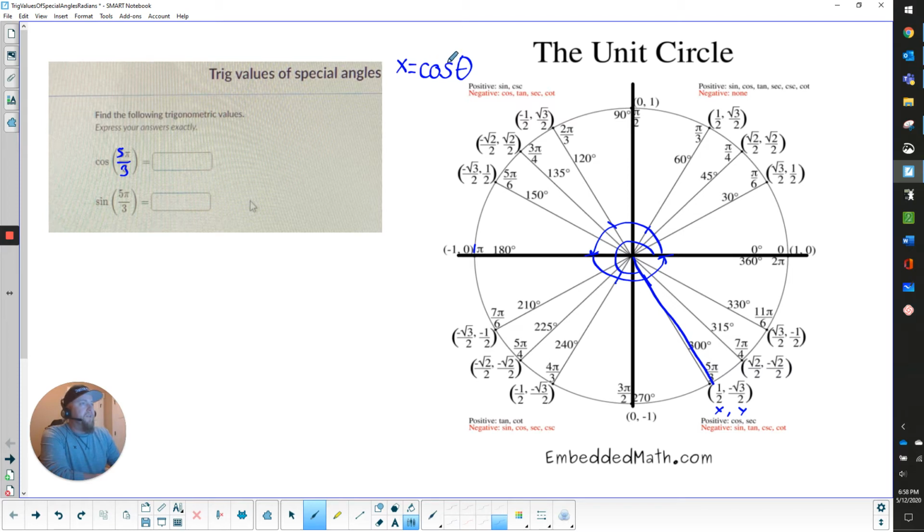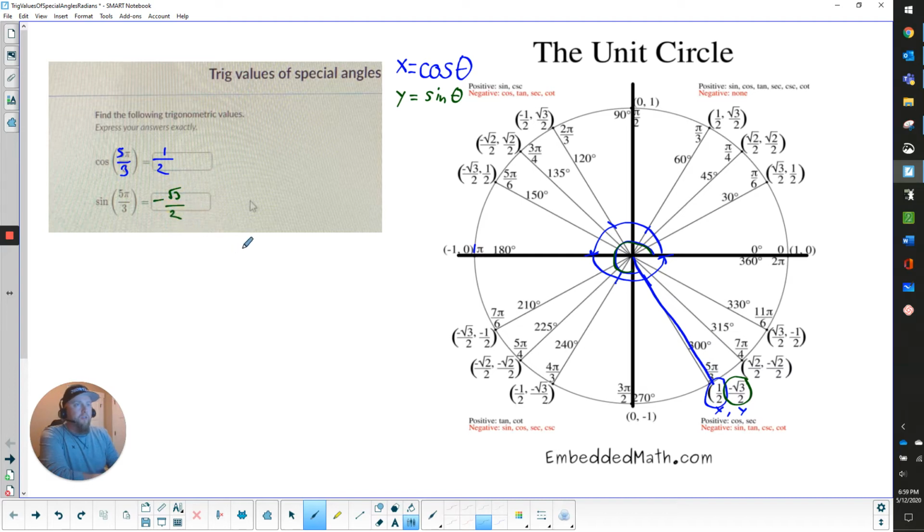The legend of the map says cosine takes us to the x coordinate. If you've done all the work of memorizing this or finding it accurately, then you just take that x value, and that is your exact cosine ratio for that angle. Boom, done. Now, if you're looking for the sine, the rest of the legend says sine is simply the y value at that same location. So for 5/3 pi, let's grab the y value, in this case negative √3/2.